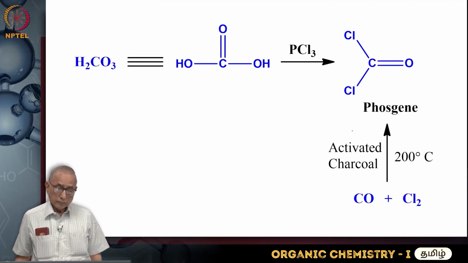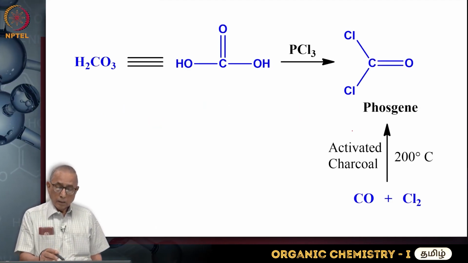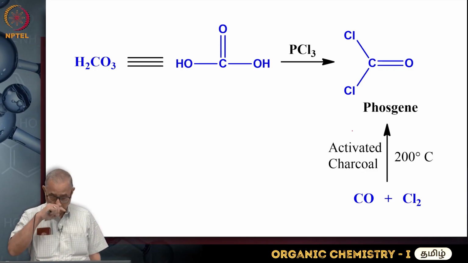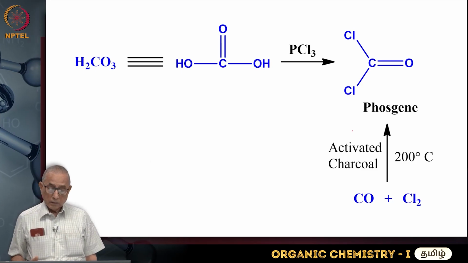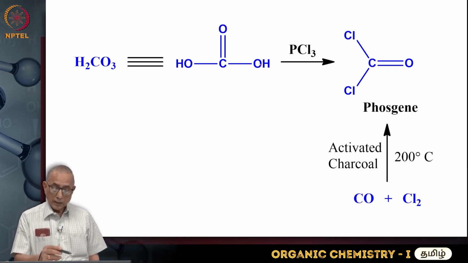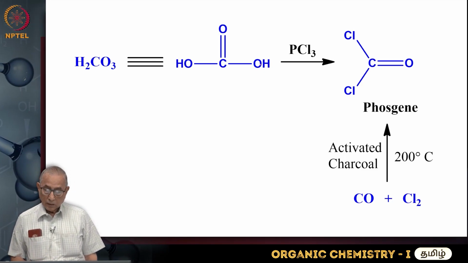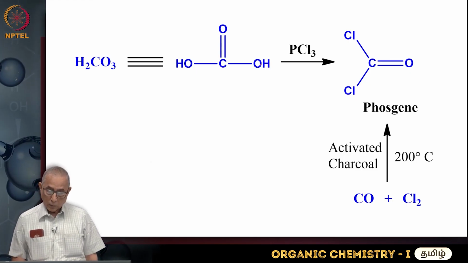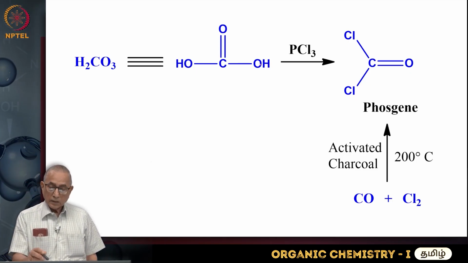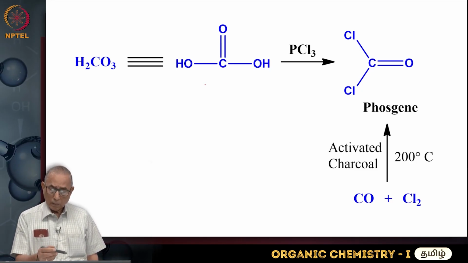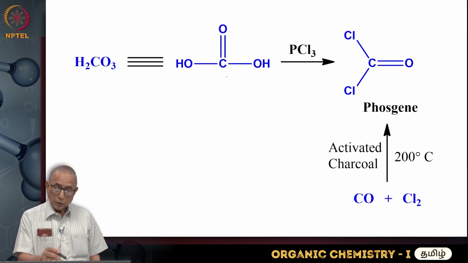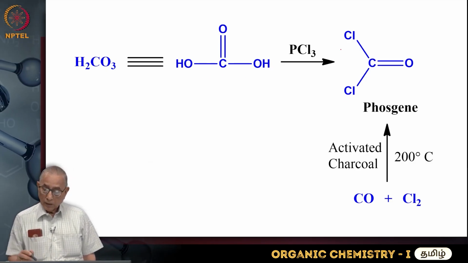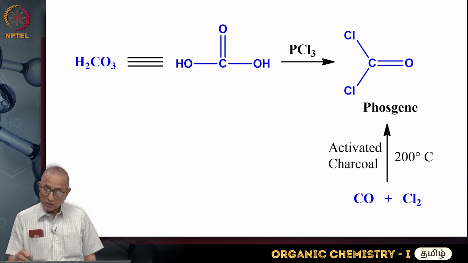Carbonic acid, which is prepared from taking carbon dioxide and water at high pressure. The carbon dioxide dissolves in water and forms carbonic acid. This is the soda water that is sold. PCl3 will react with this, just like carboxylic acid reacting with PCl3 forming the acid chloride. இதில் 2 OH group இருக்குது, 2 Cl form ஆகும். This is called carbonyl chloride or phosgene.